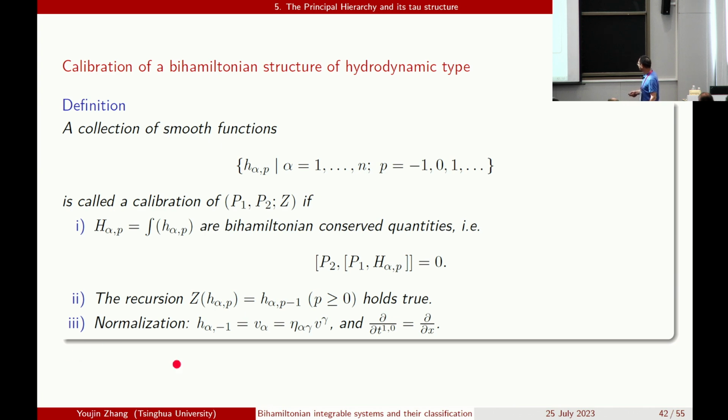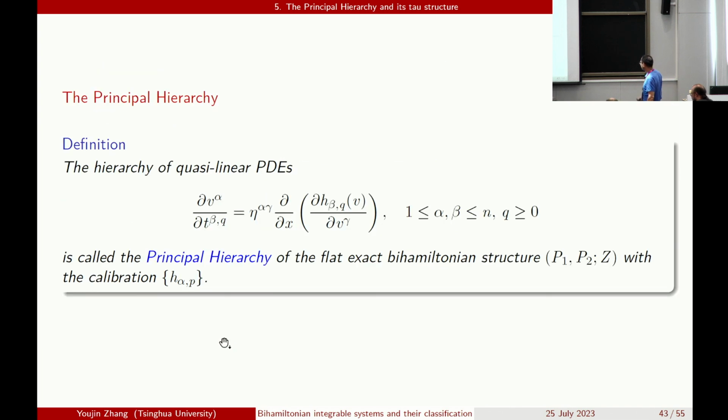Okay, and then these bihamiltonian vector fields have certain recursion relations given by this unit vector field C. And also there are some normalizations. Then the first H alpha minus 1 is given by the flat coordinates of the first Hamiltonian structure, and the definition of flows is given by these Hamiltonians H alpha minus 1. So by using this calibration, we can define a set of flows. We call these quasi-linear PDEs the principal hierarchy.